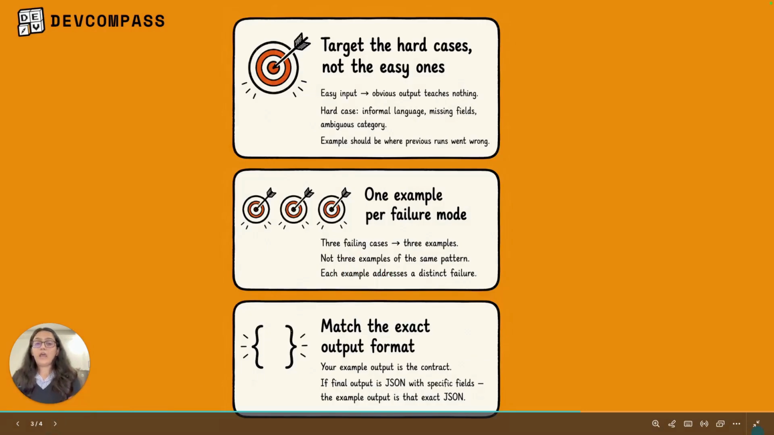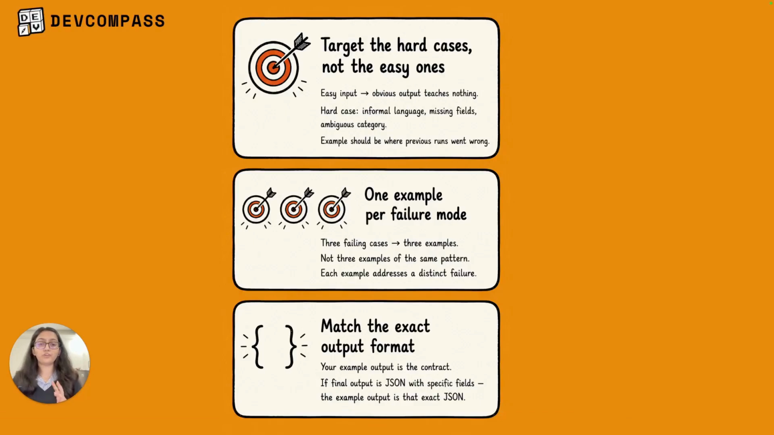Now, how do you go forward, or what should be the principles for writing targeted examples? First, target the hard cases, not the easy ones. An example where an input obviously maps to output teaches Claude nothing that it didn't already know. The example should be the hard case, for example informal phrasing, missing fields, ambiguous category, the specific case where previous runs went wrong. That's where an example does work.